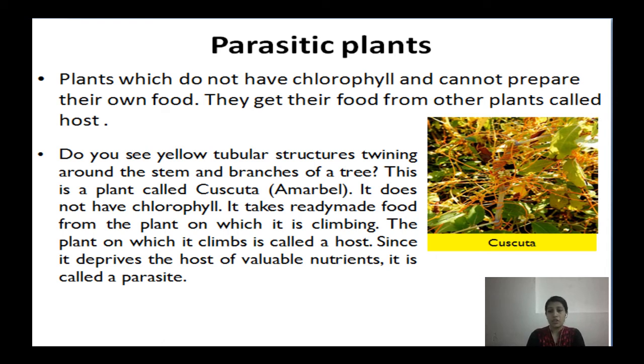So look at the figure given here. Do you see the yellow tube-like structures spinning around the stem and branches of a tree? This plant is called Cuscuta. In the local language we call it amarbel. It does not have chlorophyll. It takes the ready-made food from the plant on which it is climbing. The plant on which it climbs is called the host. Since it deprives the host of valuable nutrients, it is called the parasitic plant or the parasite. Example, Cuscuta.